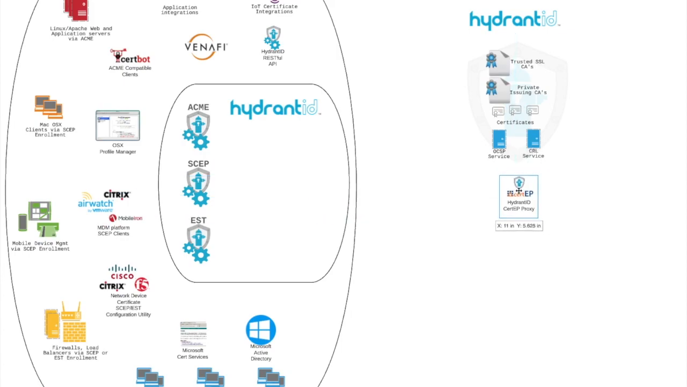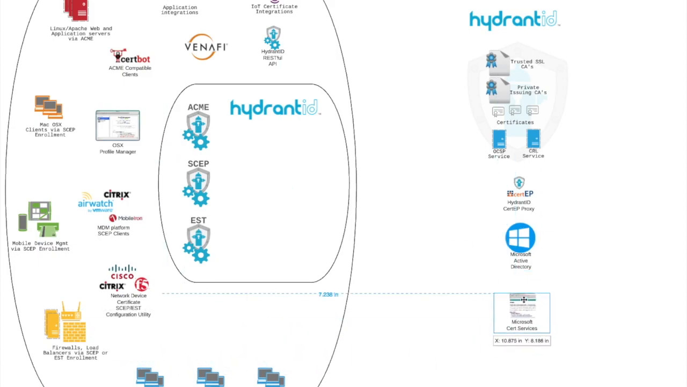So the pieces of the puzzle here to use your PKI as a service: the Hydron ID CertEP proxy, which we've configured and shown in another video. Obviously your Active Directory infrastructure. And then new for this one, you need to configure the Microsoft Cert Services pages. Those just connect into CertEP. And then lastly, we'll show you what the configuration looks like from the Mac.